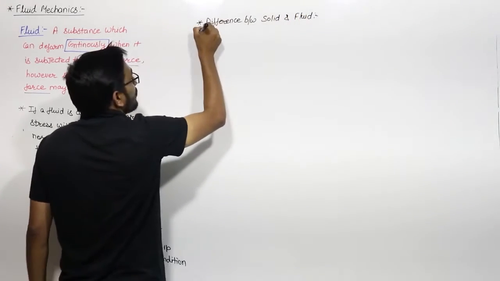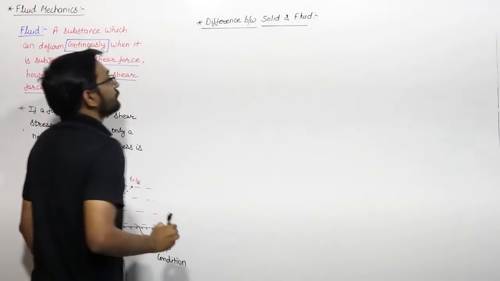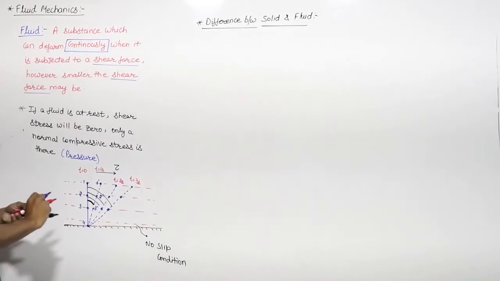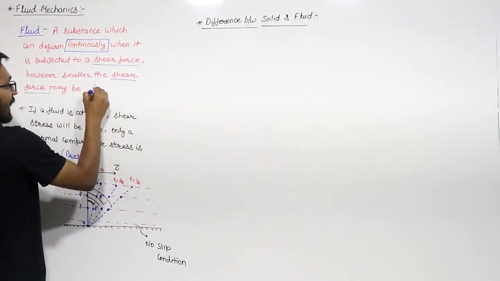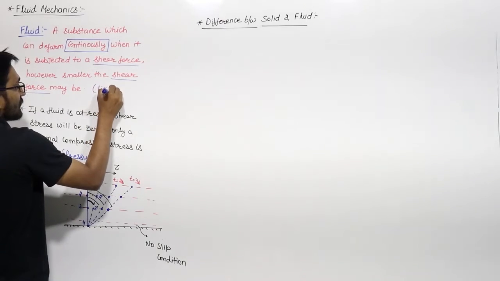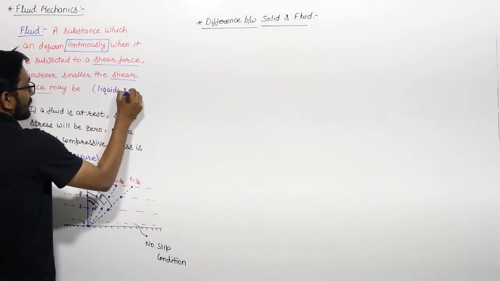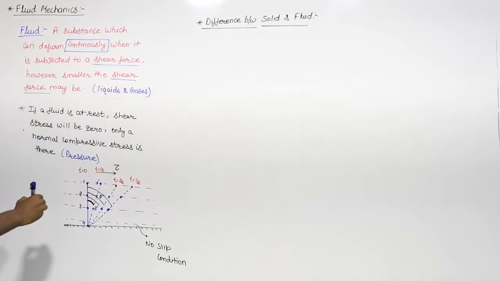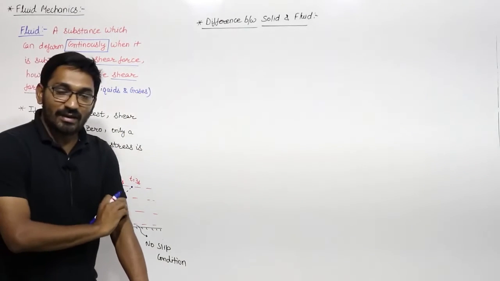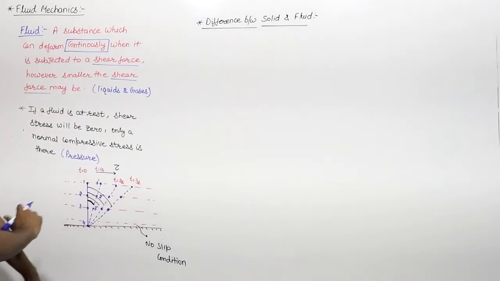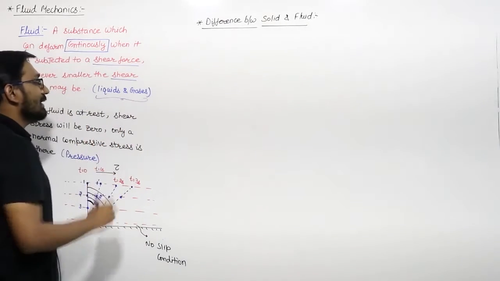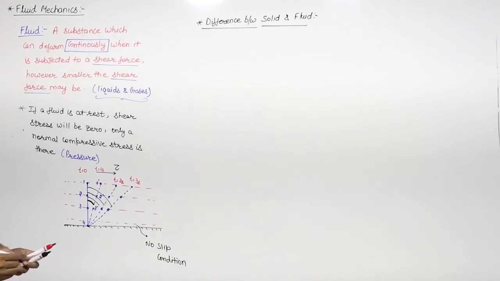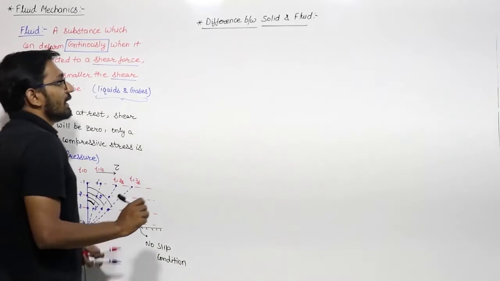What is the difference between solid and fluid? If you say that, what is the example of fluid? Fluids are of two types, liquids and gases. There are three types of matter: solid, liquid, gas. Liquid and gas combinedly are known as fluid. So what is the difference between solid and fluid?